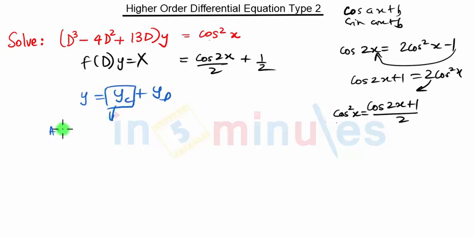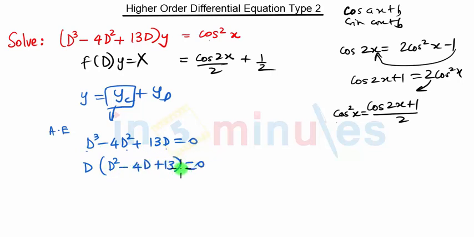So for yc we need an auxiliary equation. An auxiliary equation is nothing but D cube minus 4D square plus 13D equal to 0. I will take D common from all the terms. I will get D into D square minus 4D plus 13 equal to 0. So our one root is D equal to 0 and other two roots will be from this equation. But if you see this equation, this is the quadratic equation and it cannot be simplified.